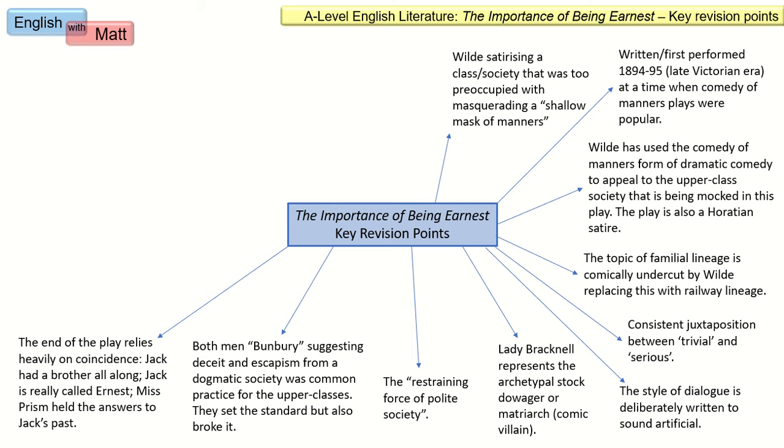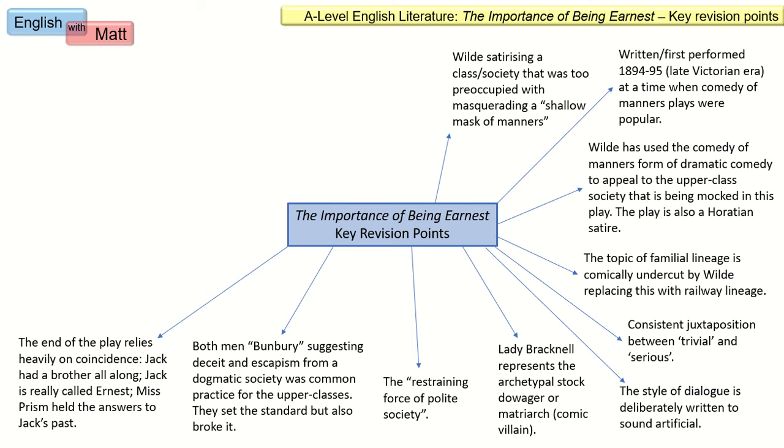This is a comedy, and comedies often rely heavily on coincidence, and there are three quite large examples of coincidences, quite important coincidences at the end of the play, which Wilde uses in order to tie up the loose ends of the plot. So Jack, it turns out, had a brother all along. He didn't have to invent one in the end. He had one. It was Algy.